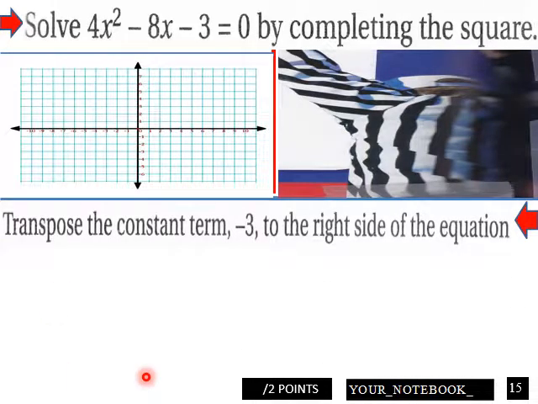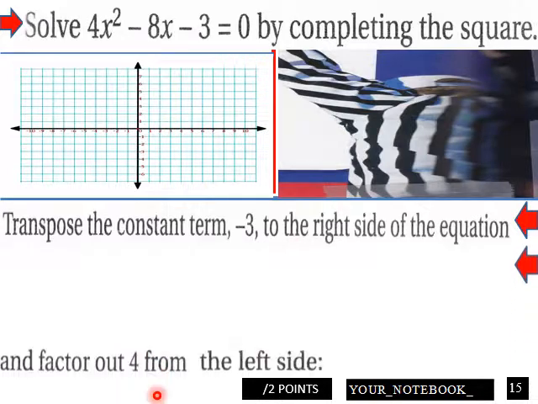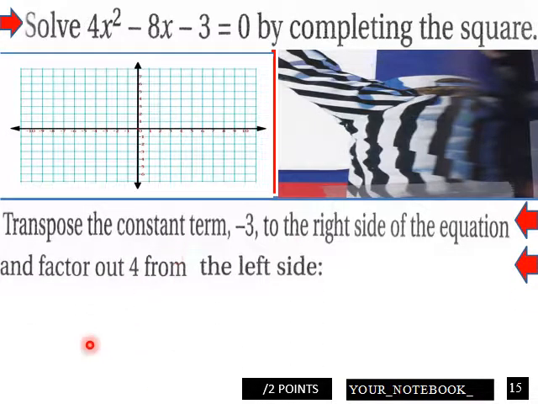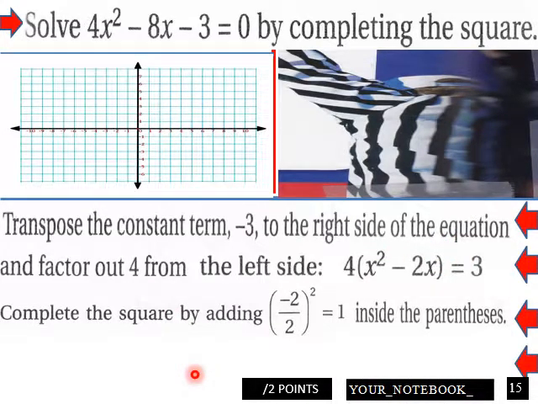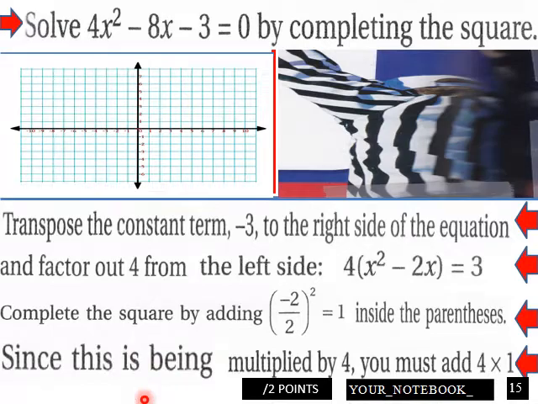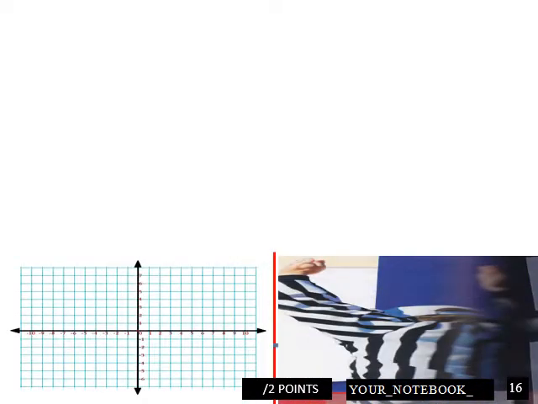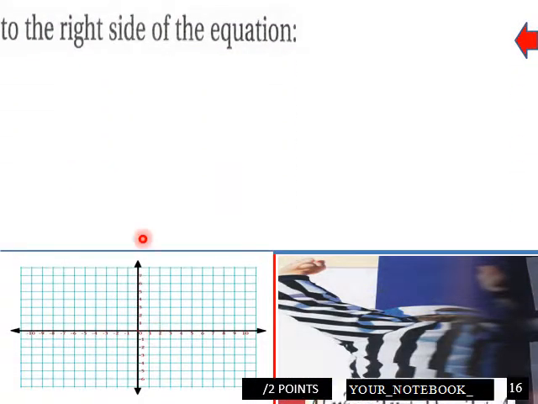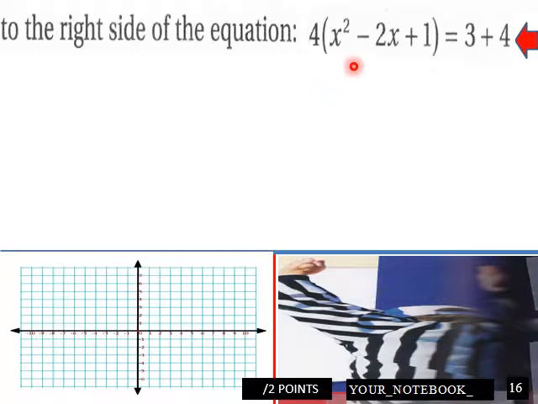By completing the square, transpose the constant term negative 3 to the right side of the equation. I'm going to get rid of that negative 3 and factor out the 4 from the left side. So we have this here. Now we're going to complete the square by adding negative 2 over 2 squared. Since this is being multiplied by 4, 4 times 1 goes to the right side of the equation. So we have this here.